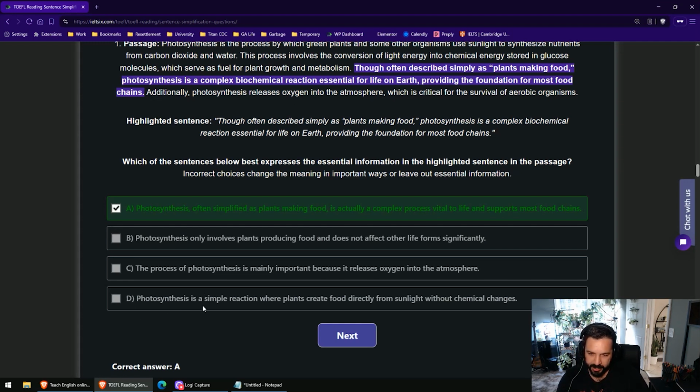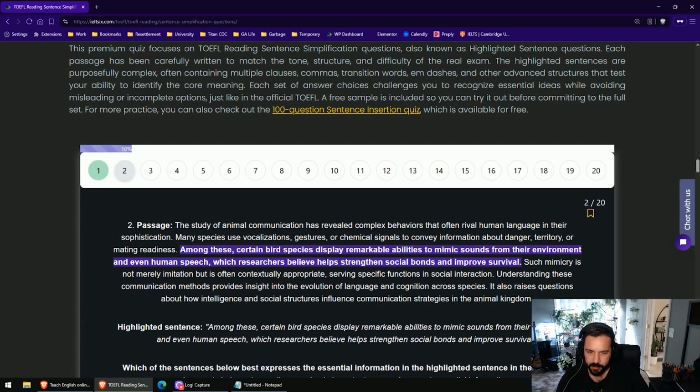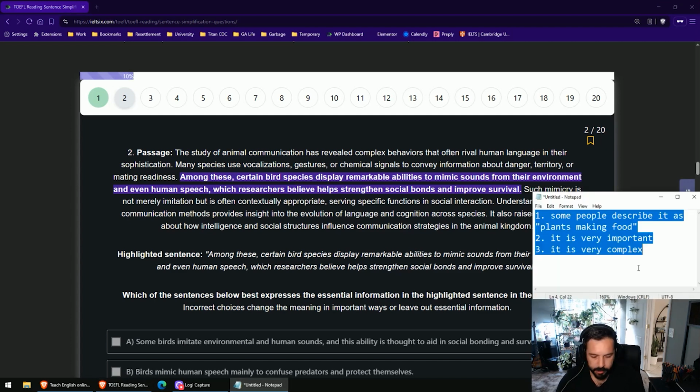D, photosynthesis is a simple reaction, false, where plants create food directly from sunlight without chemical changes. Now that's probably also false, but I'm not going to go back and check. You don't need to. Even if it was true, it would still be a bad option. Now let's see. 2. Among these, we can assume it's about birds because we also say some birds. So between the birds, some of them, and let's see, 1.